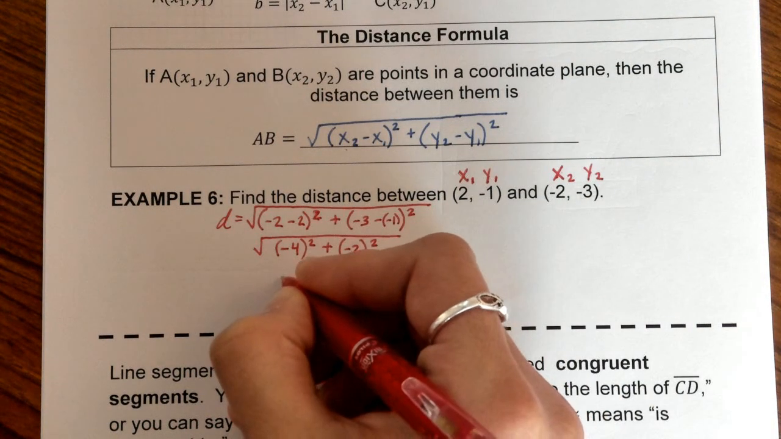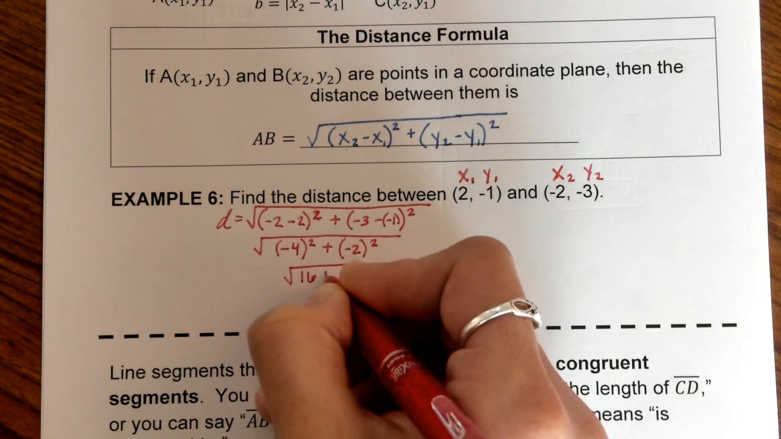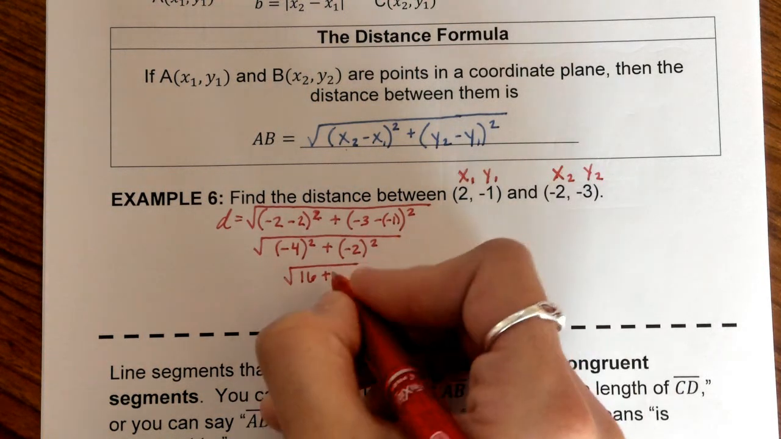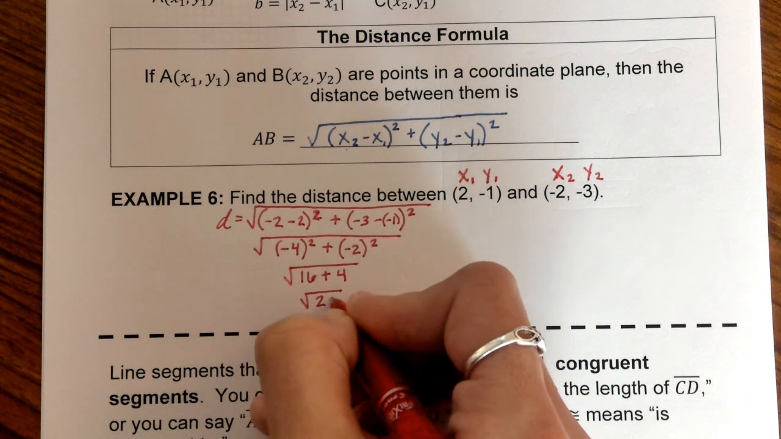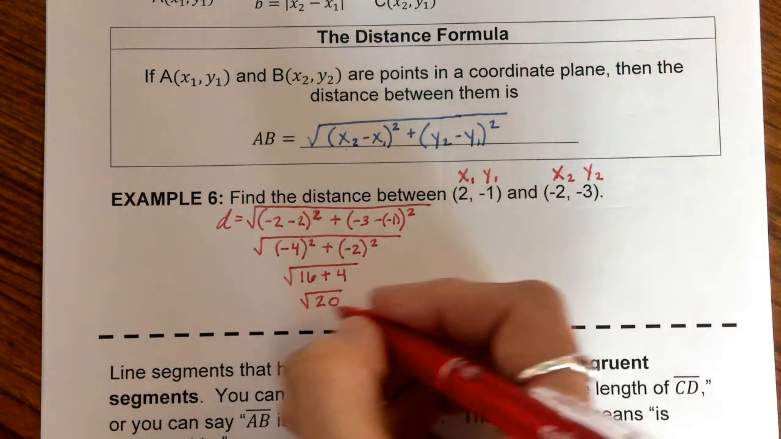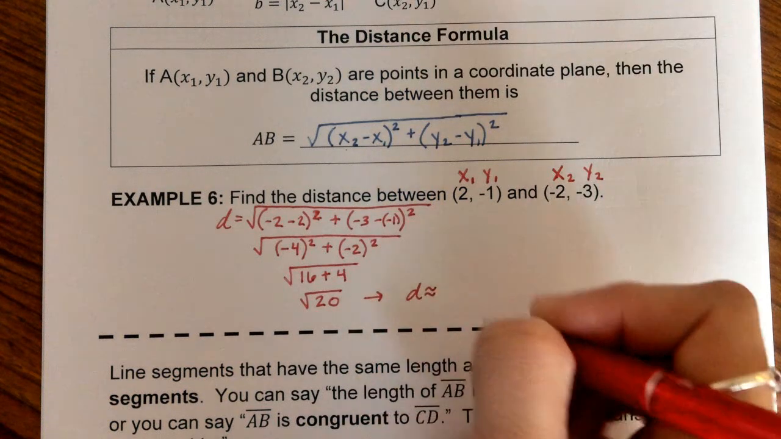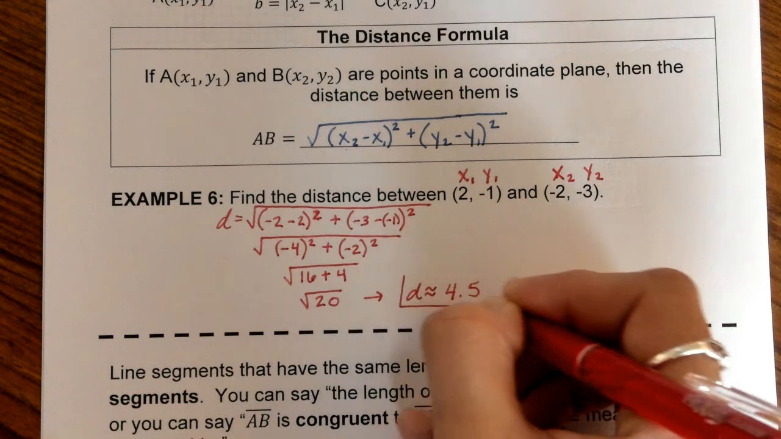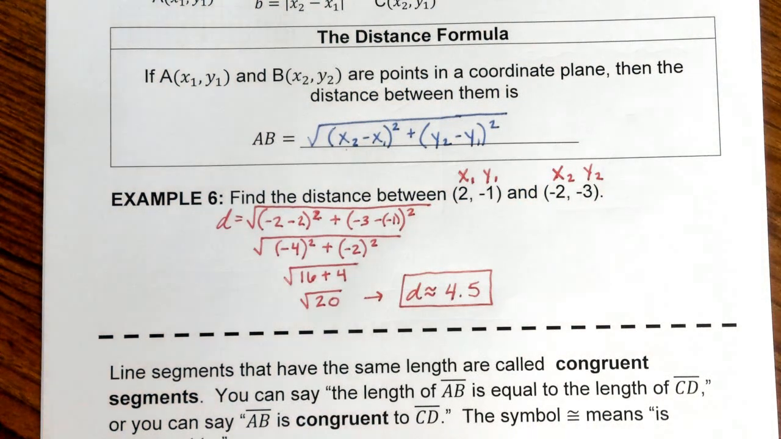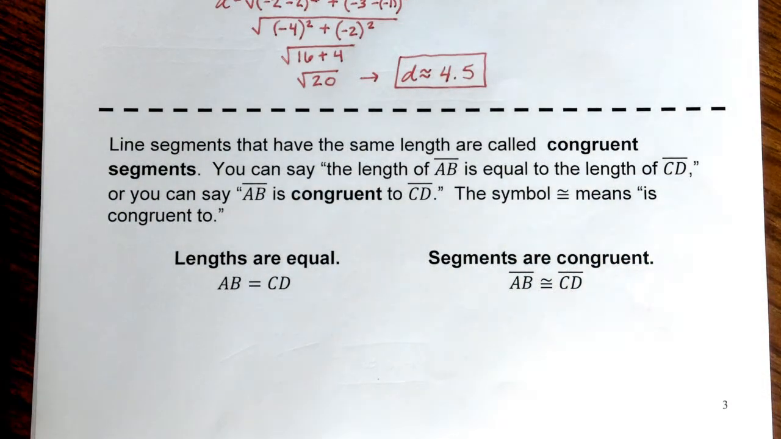Okay? So then we'll go ahead and square them. Negative 4 squared is going to give you positive 16, plus negative 2 squared is going to give you a positive 4. Add those two together, you're going to get 20. And then whenever you take that square root of 20 in the calculator, your distance, rounded to the nearest tenth, will be approximately 4.5. Okay, just baby step by baby step. Now, when we're talking about segments being congruent and distances being equal, there are some very, very important things.